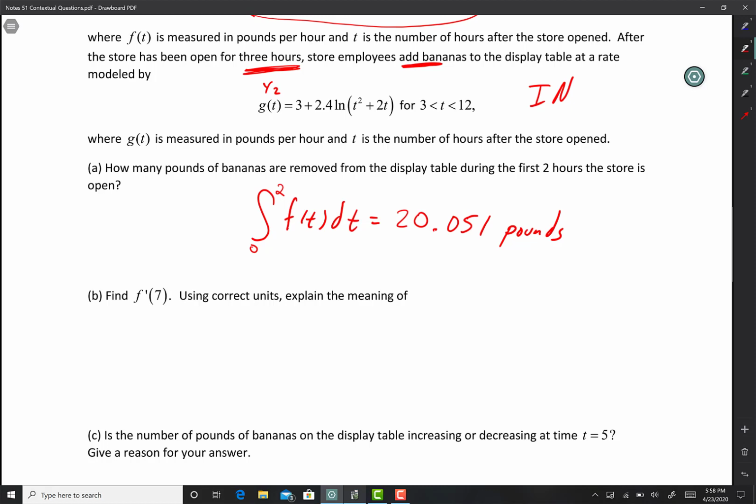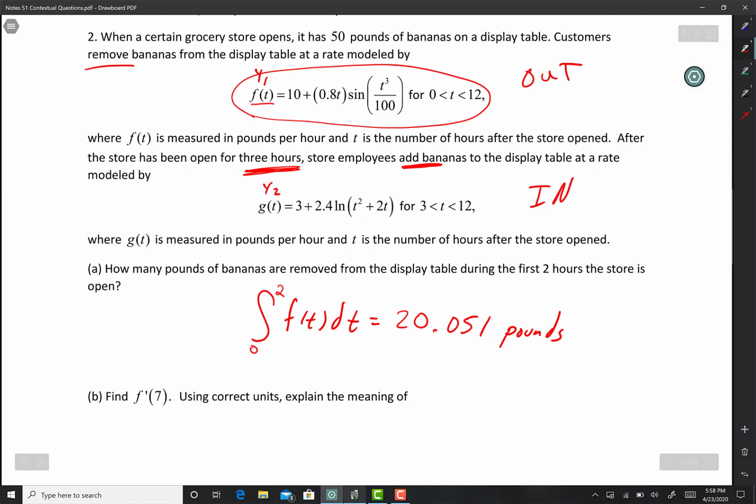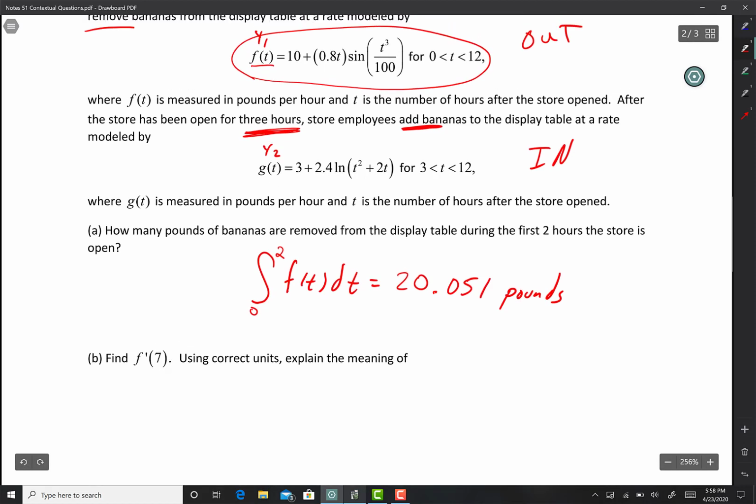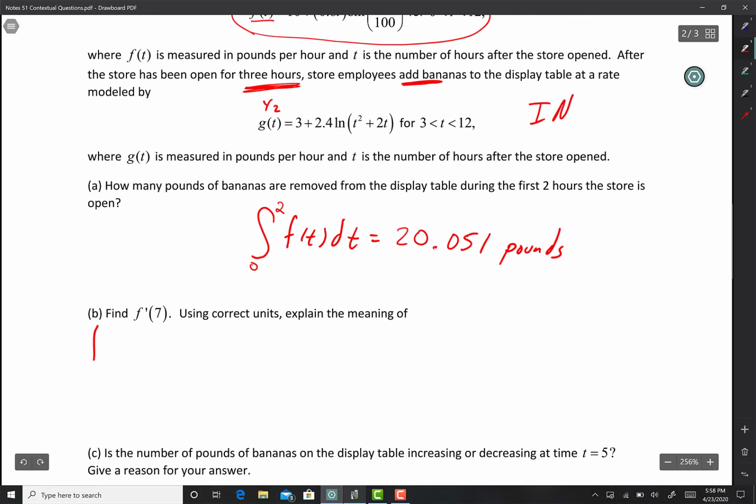Explain the meaning of this. So f is a rate, and this is in pounds per hour. So think of this like velocity. And if I take the derivative of velocity, you get, that's right, acceleration. So my units are going to be pounds per hour. And all that just means is that the number of bananas being removed is decreasing at that rate in pounds per hour. So hopefully that made sense to you guys. It's just like velocity and acceleration. So here we go. I'm going to find f prime of 7 first.